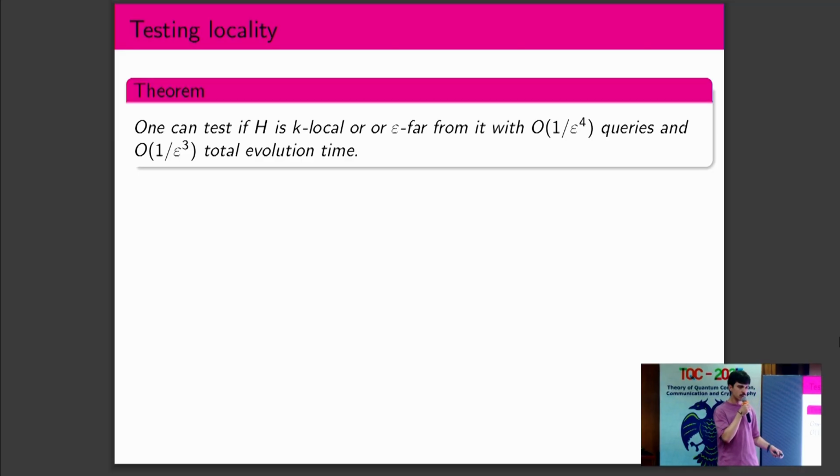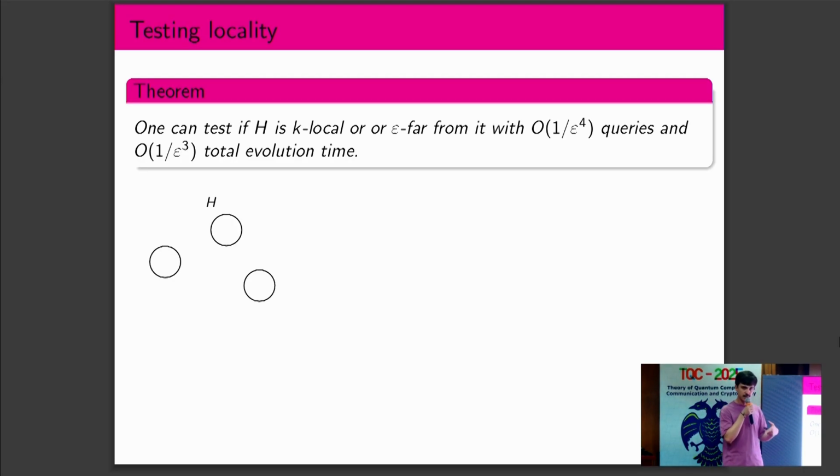So we are going to explain how we can prove this result, which says that one can test if a Hamiltonian is local or epsilon-far from local with only 1/epsilon^4 queries and 1/epsilon^3 total evolution time. And this is nice because, as we said, this improves the n^k complexity that before was known by the work of Bluhm-Caro-Oliviero-Kirch. And this is not only nice because of that, but also the algorithm is super simple. It is so simple that we can even depict it here.